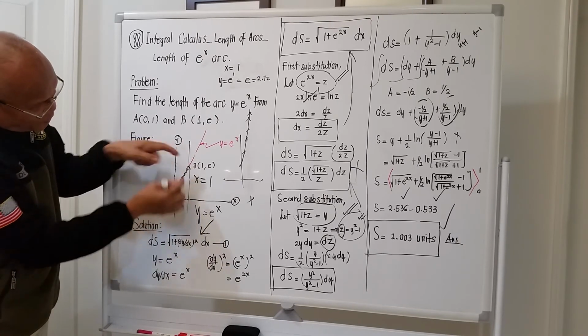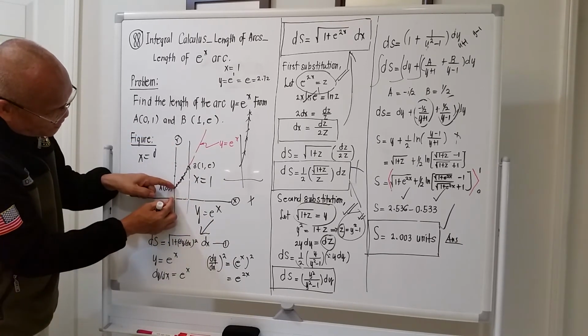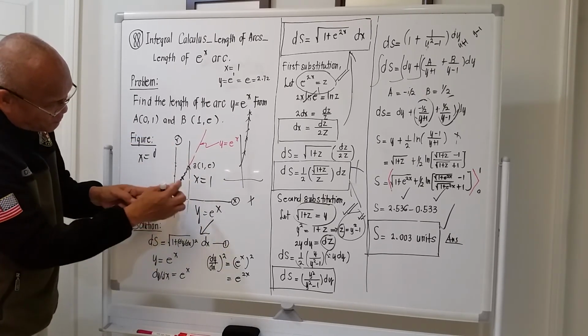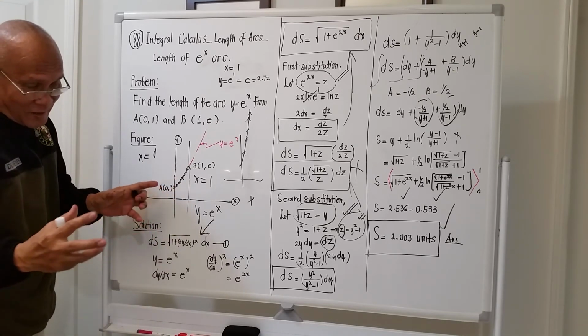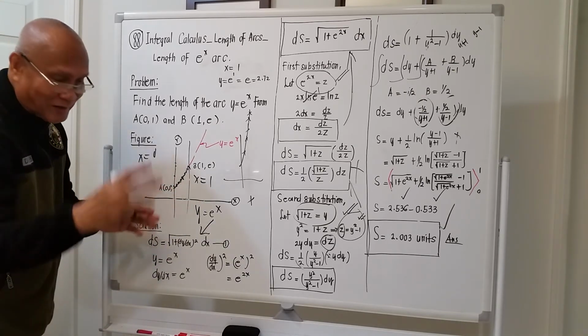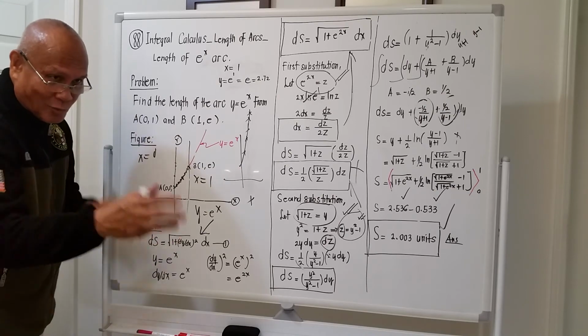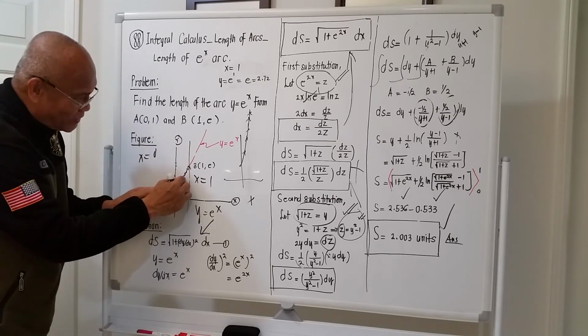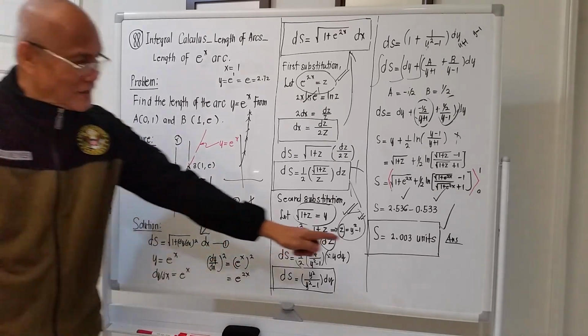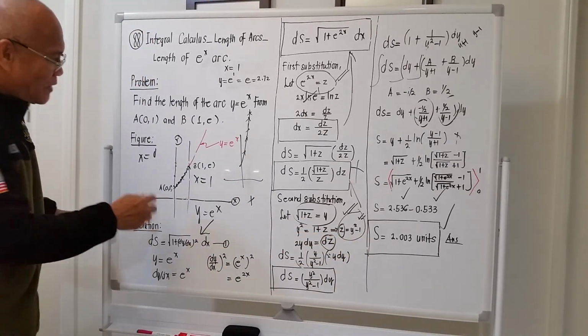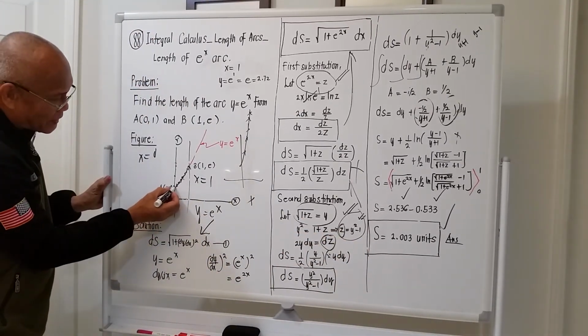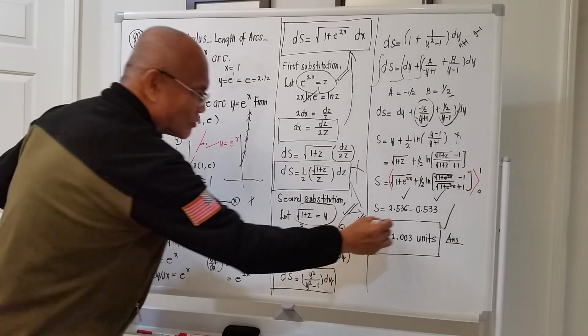It's 1, it's 2. Because this is 1 unit, this is 1 unit. If you see it from the graph, it was scaled. I make it a point that it was scaled. So this is 1 unit, 2 units. So approximately S, the length of e to the x from this point here to this, is 2 units.